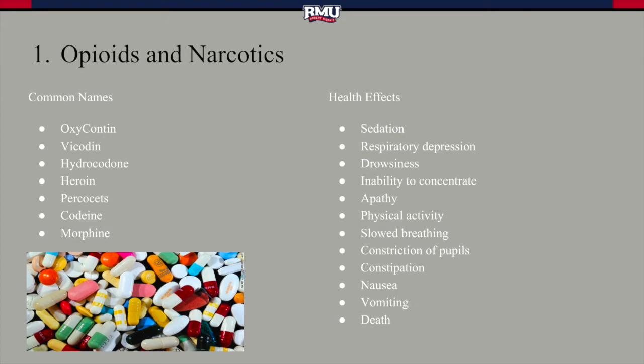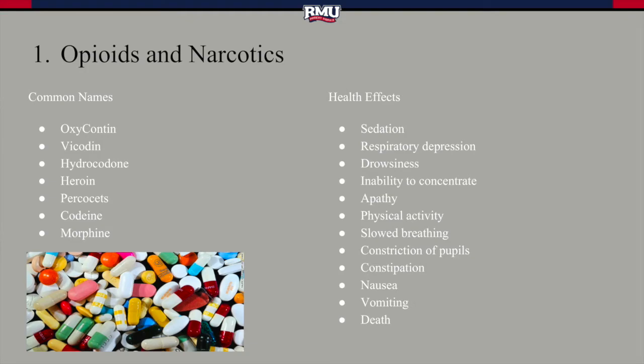There's a wide range of health effects that one could experience if they use an opioid or narcotic. These health effects include sedation, respiratory depression, drowsiness, inability to concentrate, apathy, slowed physical activity, slowed breathing, constriction of the pupils, flushing of the face and neck, constipation, nausea, vomiting, or death.